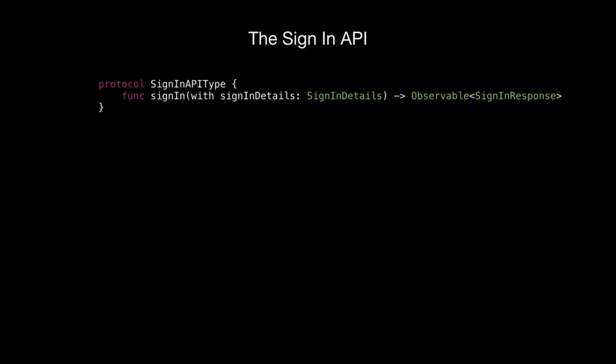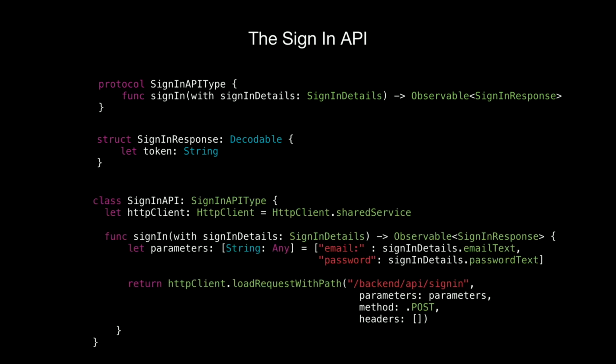So, the sign-in API. First, we need to define a protocol called SignInAPIType, in order to be able to use it later on to mock the network layer in our test class. It has a sign-in function with a sign-in details parameter and returns an observable sign-in response. And the sign-in response is a struct that contains a token.